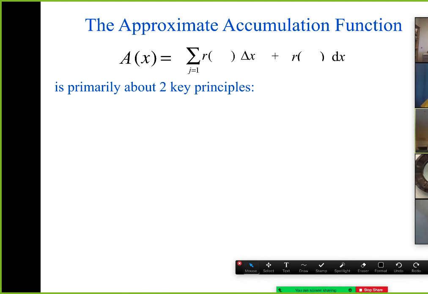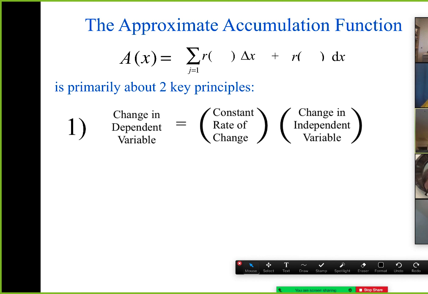It's primarily about two key principles, and these go back almost to the very beginning of the course, when we said these are the two key principles of maybe all of calculus. The first one was: change in dependent equals a constant rate times change in independent. And what do we know that better as? dy equals m dx. The rest of you agree with that? Yeah, this is dy equals m dx.